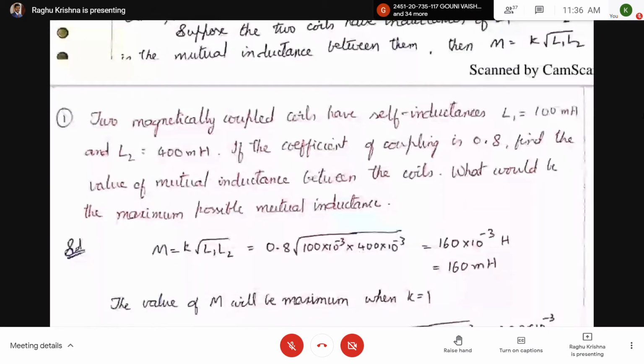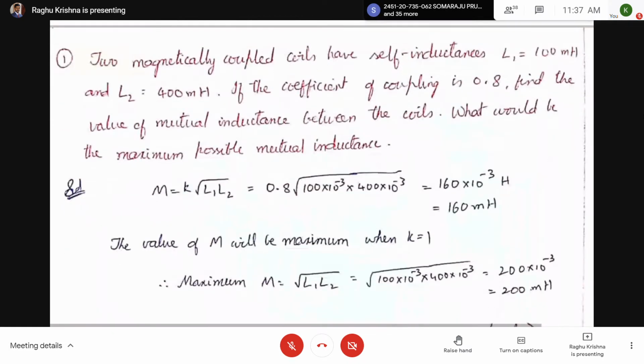You know that M equal to K into root of L1 L2. Here the coefficient of coupling is 0.8, it is given. L1 is given, L2 is given. If you substitute, you are going to get the value of M. The value of M will be maximum when K equal to 1. So maximum mutual inductance is equal to root of L1 L2. So you are going to get 200 millihenry.